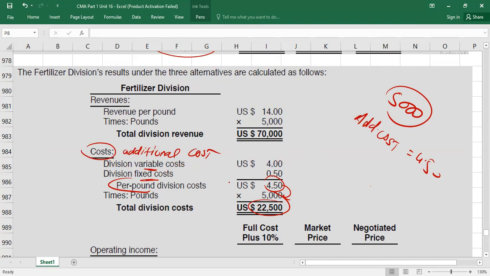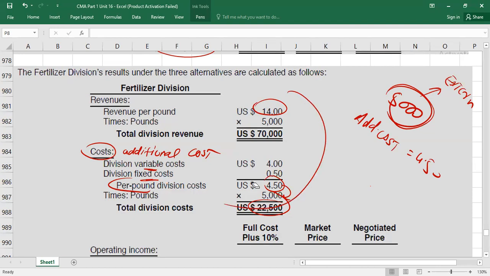And then what he told you will also be given in the question. He told you this 5,000 pounds he sold externally. Externally means to the customers. The fertilizer division is going to sell externally, and he is going to sell at $14 each pound. This is a part of the question data, and now we are solving. This information is given in the question data.